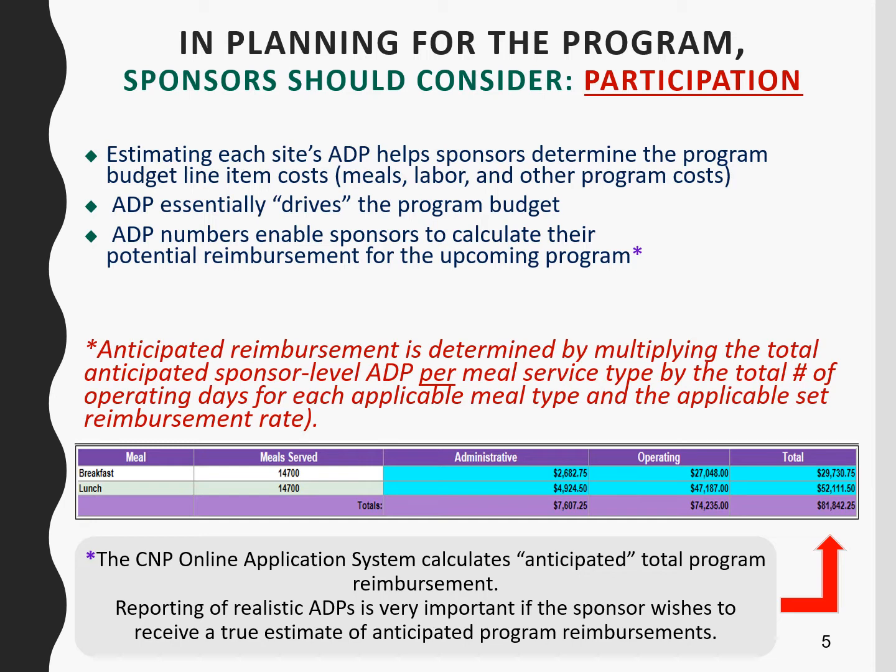$81,842.25. Reporting of realistic ADPs is very important if the sponsor wishes to receive a true estimate of anticipated program reimbursements. Anticipated reimbursement is determined by multiplying the total anticipated sponsor level ADP per meal service type by the total number of operating days for each applicable meal type and the applicable set reimbursement rate.